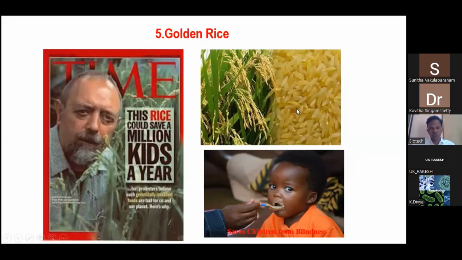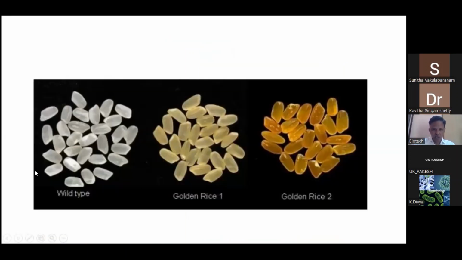One thing you should also remember: animals and humans cannot synthesize vitamins. We have to get vitamins from plants. We have to get vitamins from bacteria, but not from animal sources. So this man and his group finally were able to produce this rice variety. We call it golden rice.